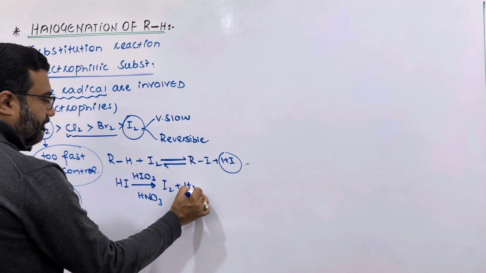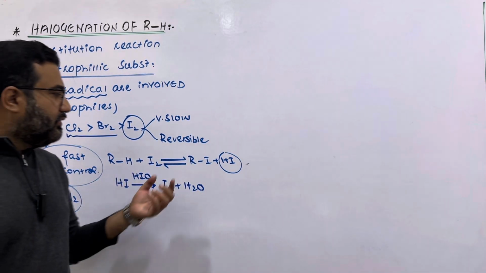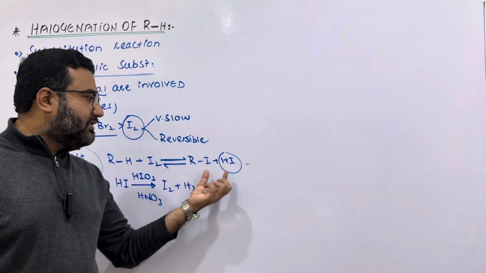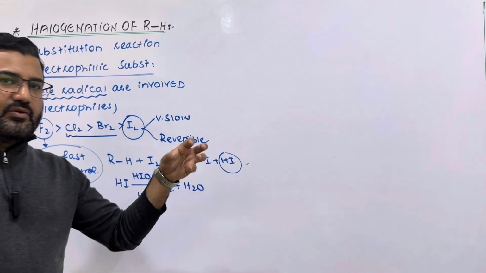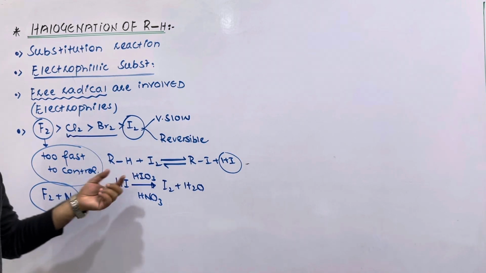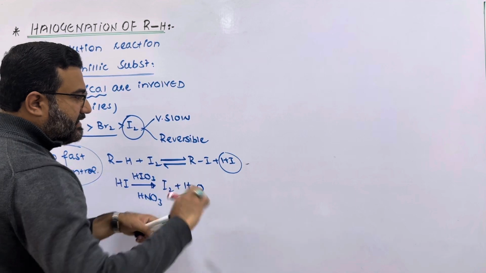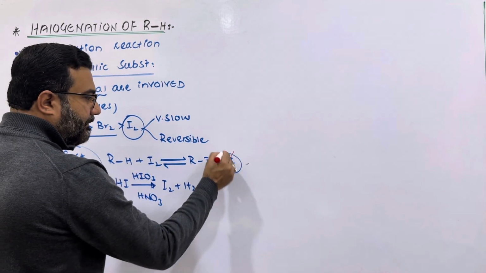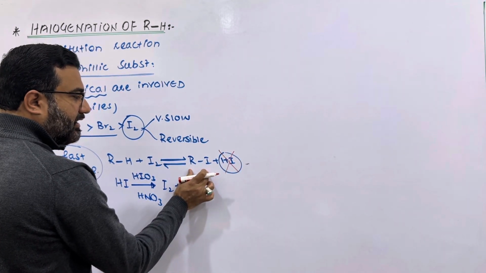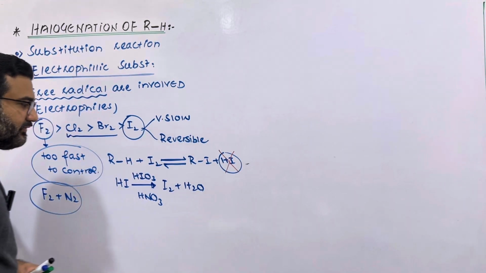iodine and water. So this reaction normally is reversible, but if you want to make it go more in the forward direction, destroy this HI by using a strong oxidizing agent in the reaction mixture. HIO3 and HNO3 will destroy HI. And when this HI is destroyed, it will not be able to reduce the alkyl iodide back into the alkane, and then this reaction is favorable in the forward direction.